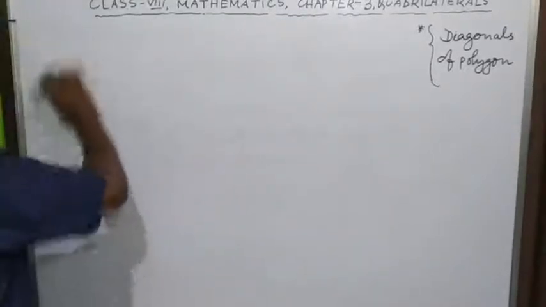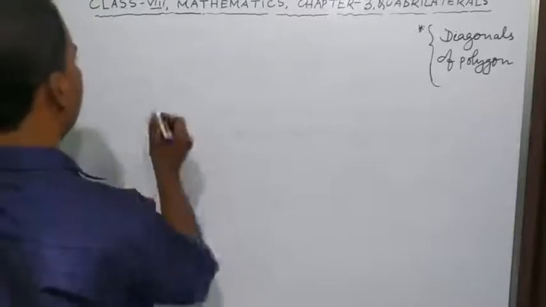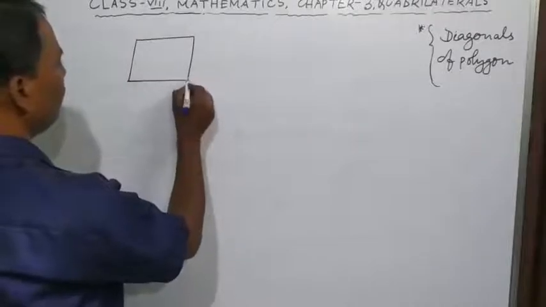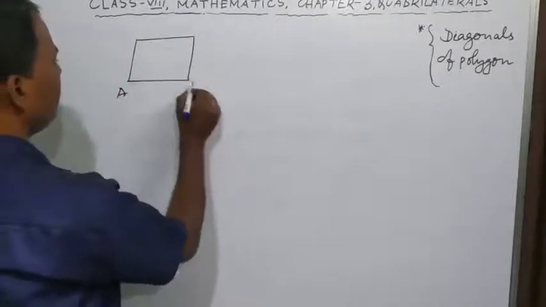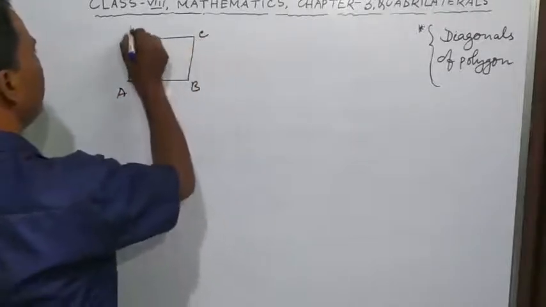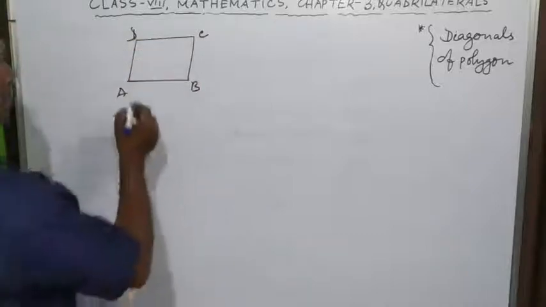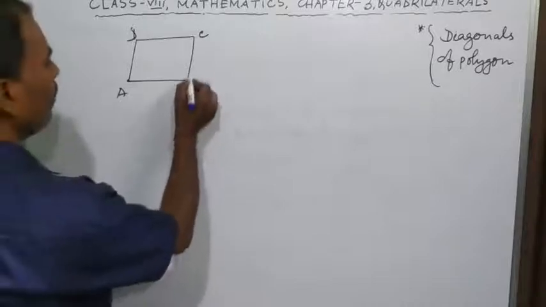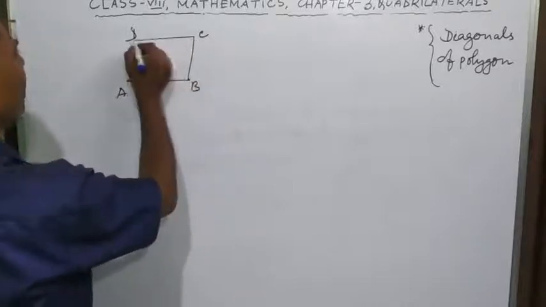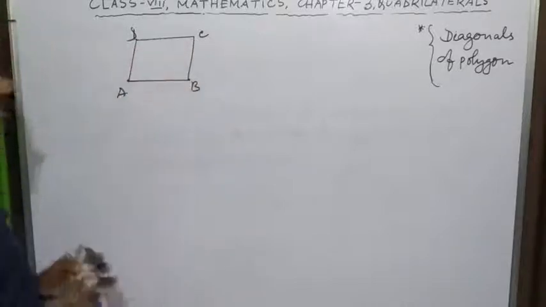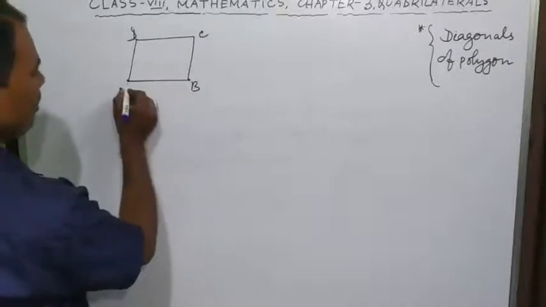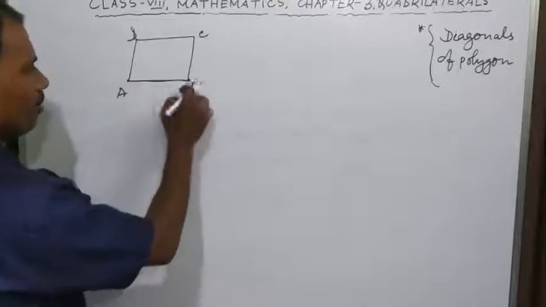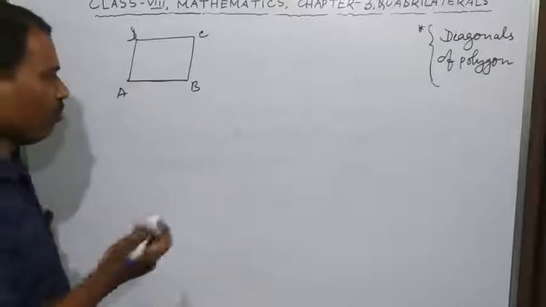So let us draw a figure. Let us take a polygon. Suppose this is polygon A, B, C, D. Now the points A and B are adjacent points. B and C are adjacent points. C and D adjacent. Again D and A adjacent. A and B are adjacent because they are connected. These points are consecutive points also. The consecutive points are called adjacent points.